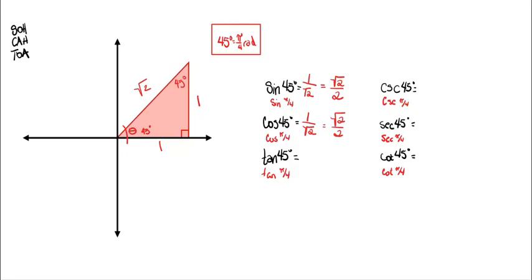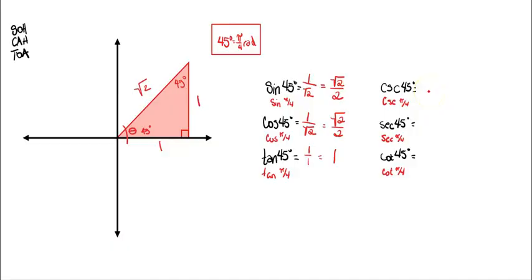Okay, now we're going to take the tangent of 45 degrees. Tangent is just going to be the opposite side of theta over the adjacent side of theta. Well, the opposite side of theta here is 1. The adjacent side of theta is 1. So it's really 1 over 1, which just reduces to 1. So the tangent of 45 degrees, or the tangent of pi over 4, is 1.